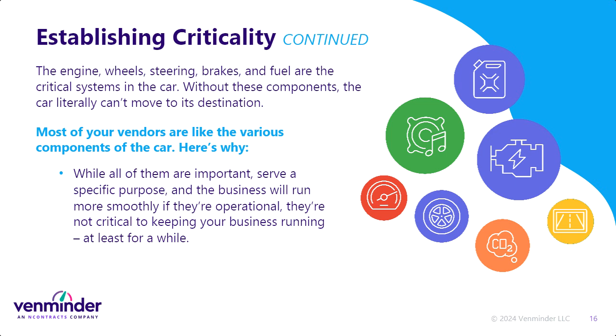In this analogy, those basic components like the engine, wheels, and fuel would be considered critical because your car cannot move to its destination without them. Those other components like the windows and doors might be considered high risk but non-critical because they're not essential for the car to operate. Driving without windows and doors would definitely be uncomfortable and pretty unsafe, but if you put that key in the ignition and press the gas, the car is still going to move forward. And most of your vendors are going to be similar to those other non-critical components. Although they're important and serve a specific function to make your business run more smoothly, you can still operate without them for a while.